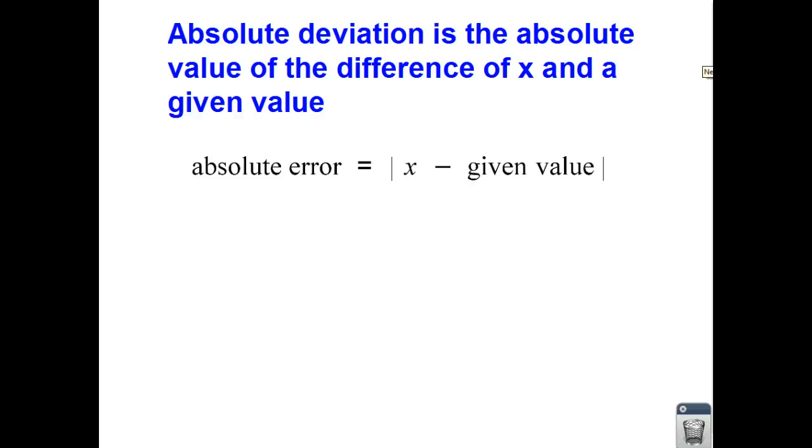Okay, the last part is something called absolute deviation, and that is known as the absolute value of the difference of x and a given value. So we call it absolute error. Absolute error is equal to this absolute value, which I'm going to show you in kind of a real world problem here. Next page.